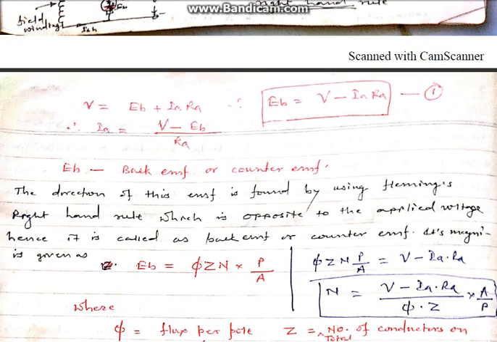So as supply voltage changes, the back EMF changes. Also that changes the armature current. So in terms of armature current, the DC motor equation can be written as IA is equal to V minus EB upon RA.